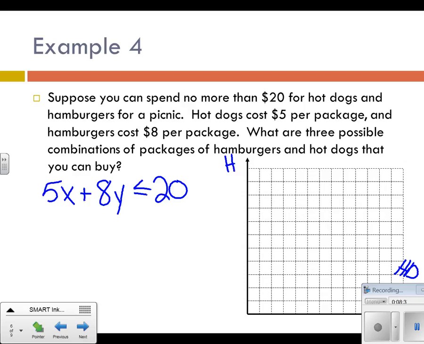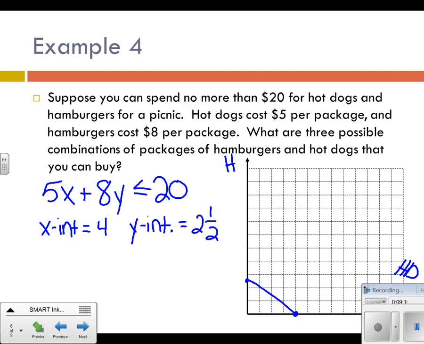My X intercept, if I plug 0 in for Y, I get an X intercept of 4. And my Y intercept, when I graph, if I plug in 0 for my X, I'm left with 20 divided by 8, which gives me 2.5. So my x-intercept is at 4. My y-intercept is at 2.5.